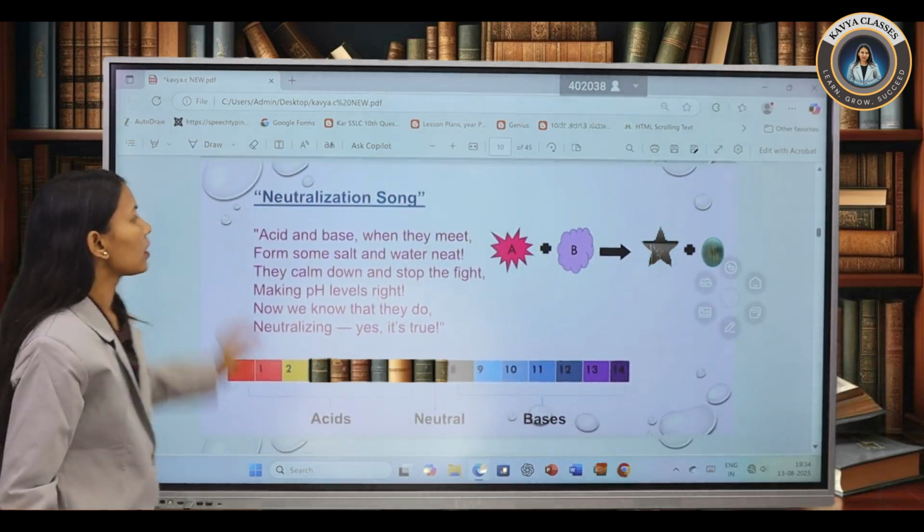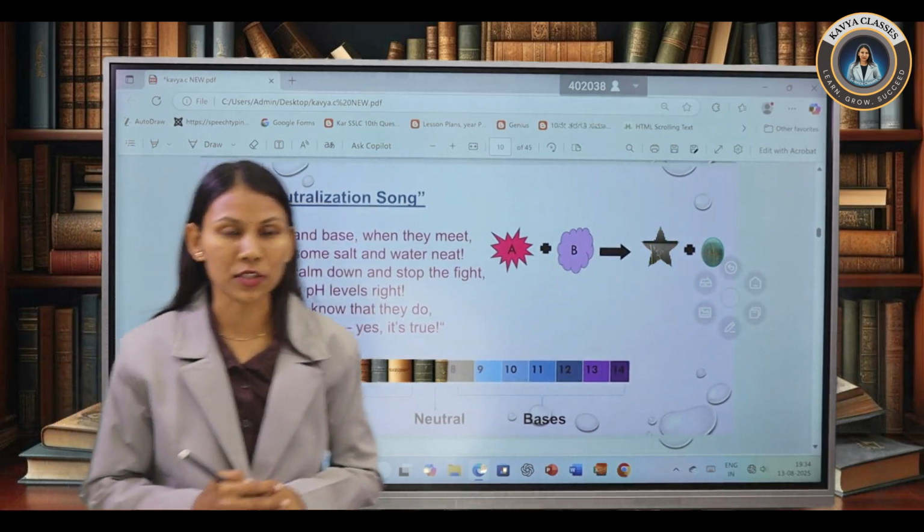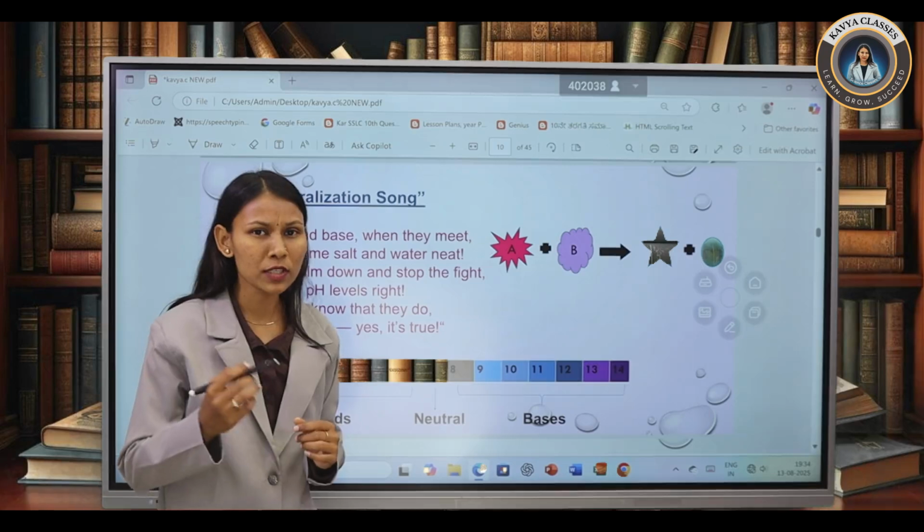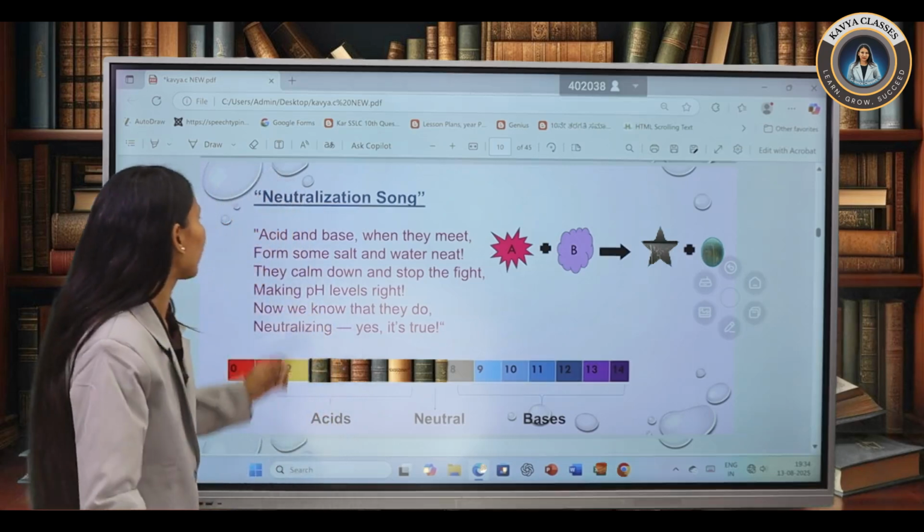Yes, our next concept is neutralization. So let's start this with a song, that is the neutralization song. What is the neutralization song? Let's start it.